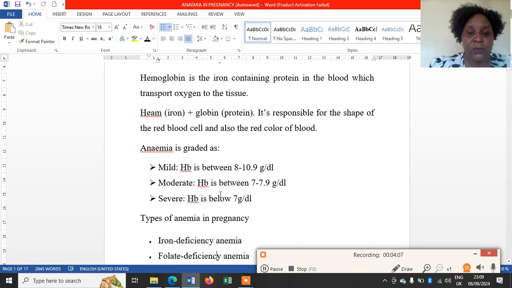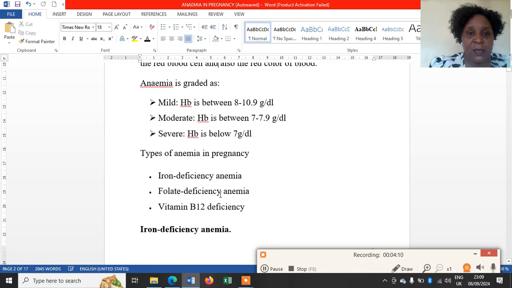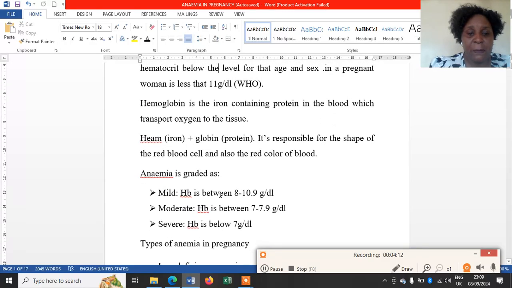So on grading, anemia can be graded differently, but in pregnant women, if this mother is 8 to 10.9 grams per deciliter, we shall consider her as having mild anemia. And we have said that anemia is any measure less than 11 grams. So if it is 11 grams, then it is okay. That is why the highest level is 10.9. So that is called mild anemia.